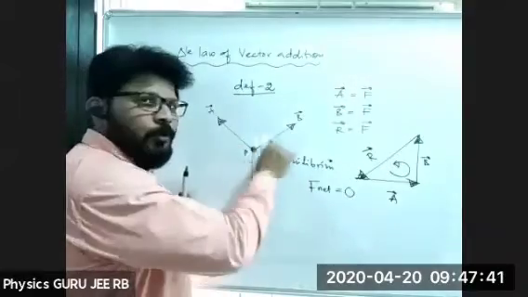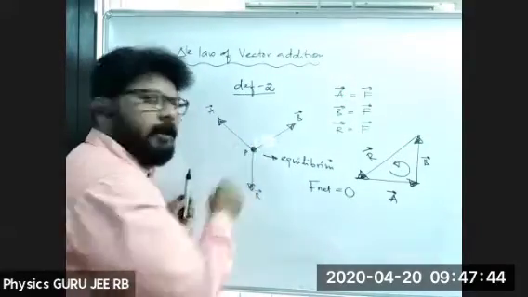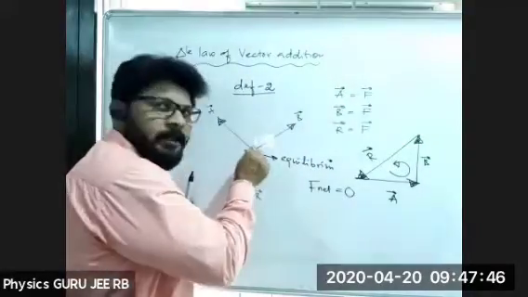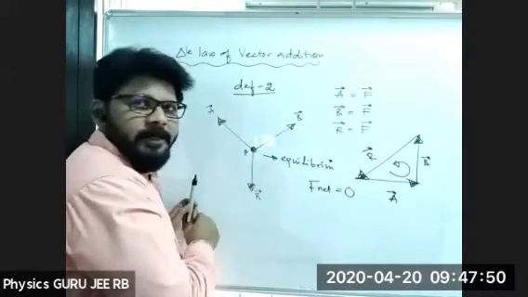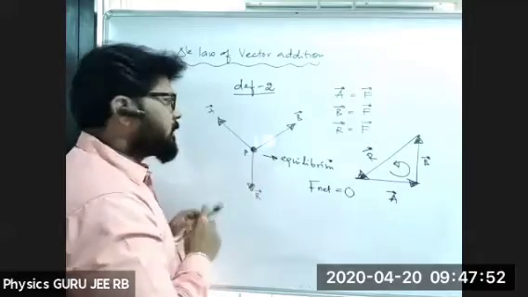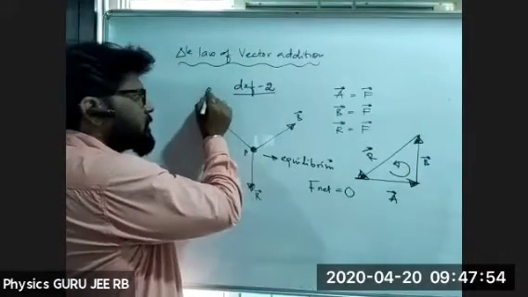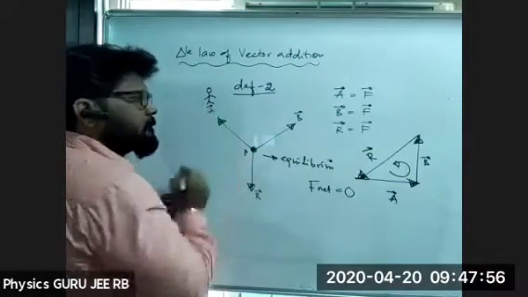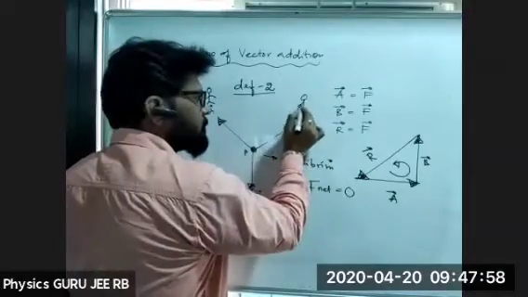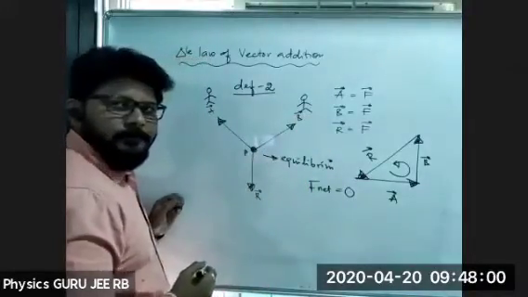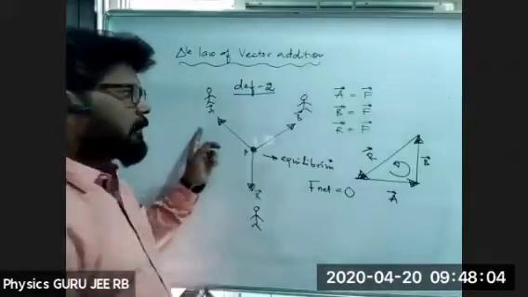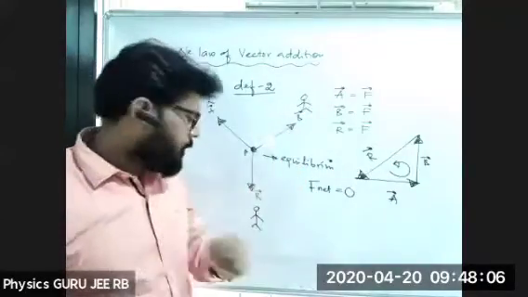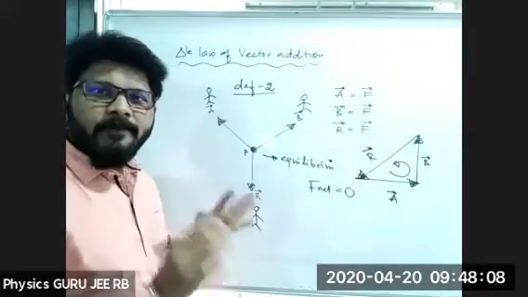Three vectors 1, 2, 3 are acting on a particle to keep it in equilibrium. For example, here one person is standing, right? Here one person, okay? A, B, and R. Three different persons are there.